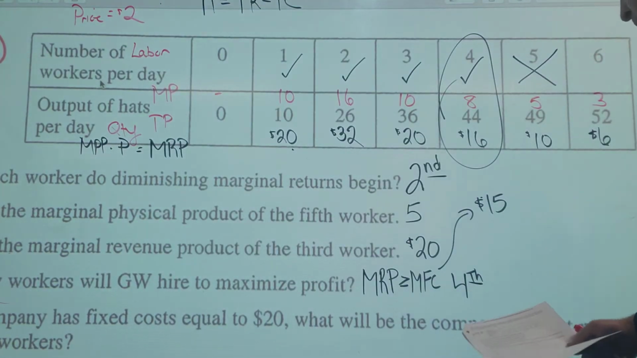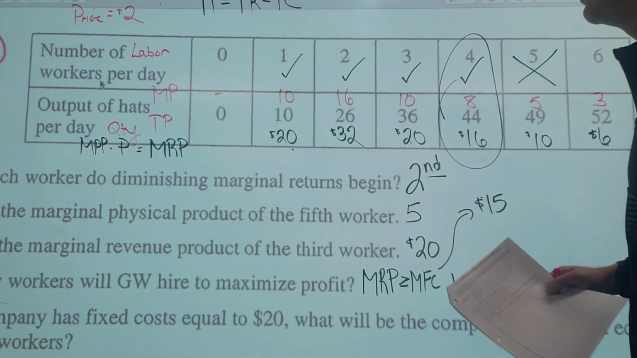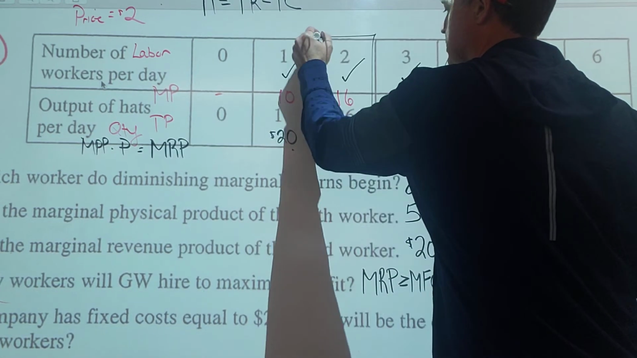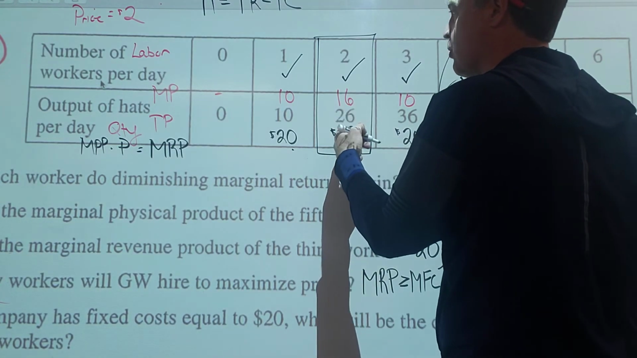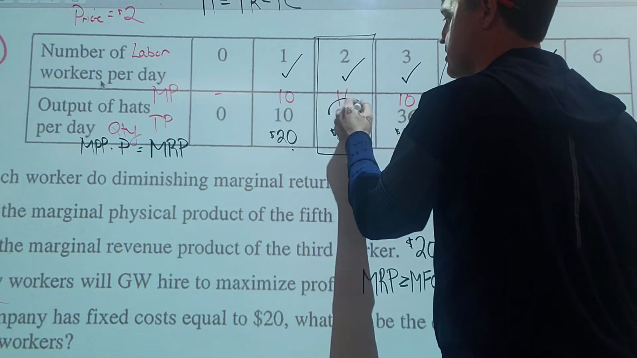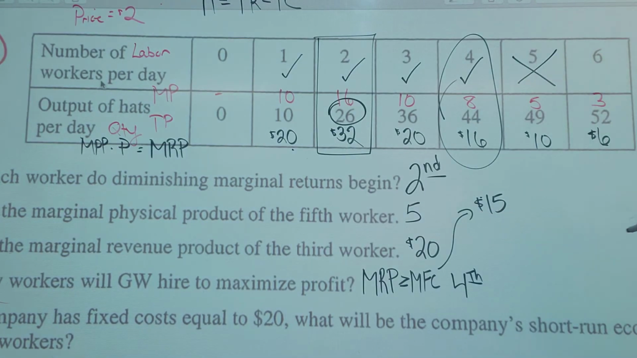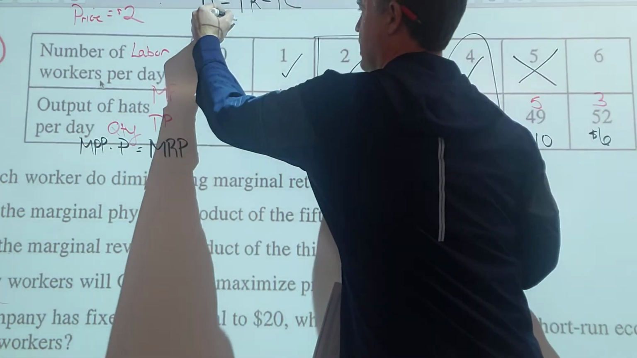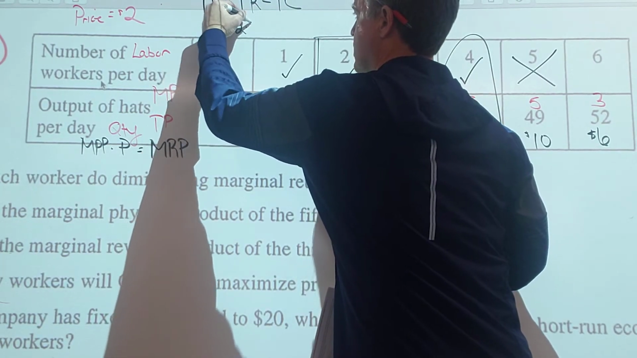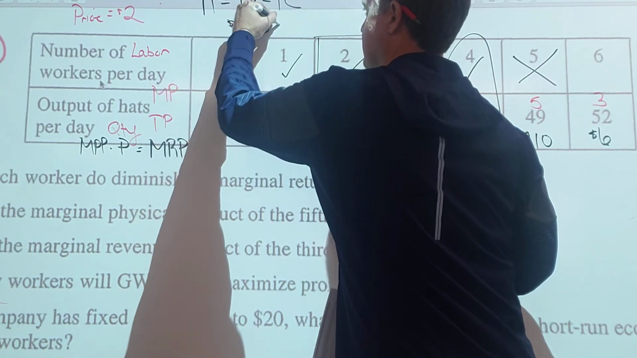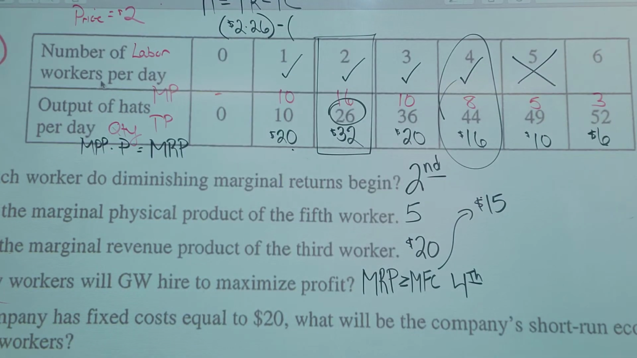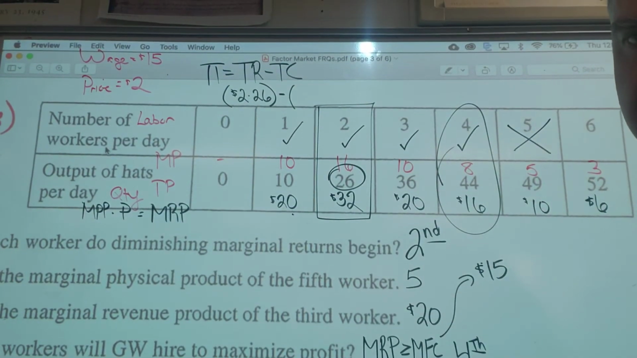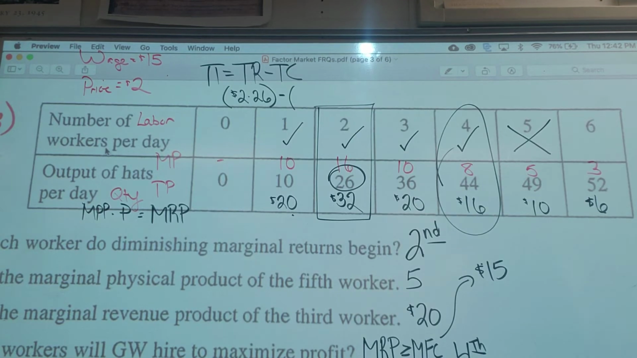Okay. Well, we said at 2 workers, how much revenue do 2 workers bring in? 2 workers in total make 26 hats, which I get to sell for $2 each. Price times quantity. Price is $2, quantity is 26. Okay, so that's my total revenue. Total revenue is 2 times 26.